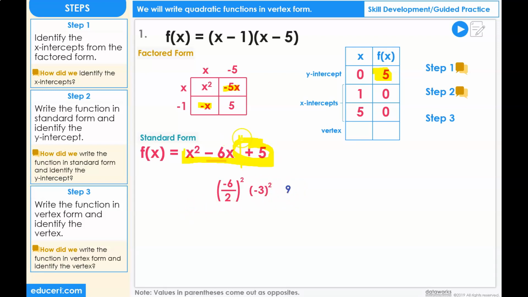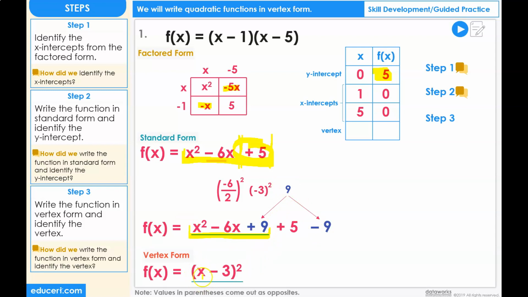This is the value that we add after the x term and subtract at the end of the expression. F of x equals x squared minus 6x plus 9 plus 5 from the original expression minus 9 from our missing part. To write the final vertex form, we need to factor these first three terms into a perfect square binomial, and that would be x minus 3 squared, because -3 times -3 equals positive 9. -3 and -3 combined equals -6. For the numeric term, we just combine positive 5 and -9 to get -4.